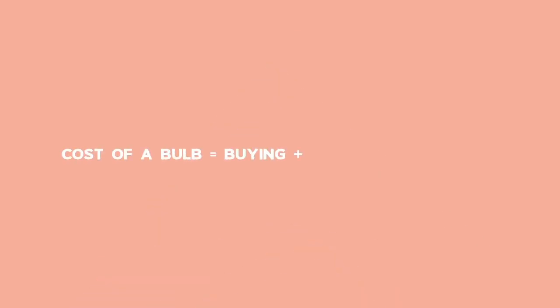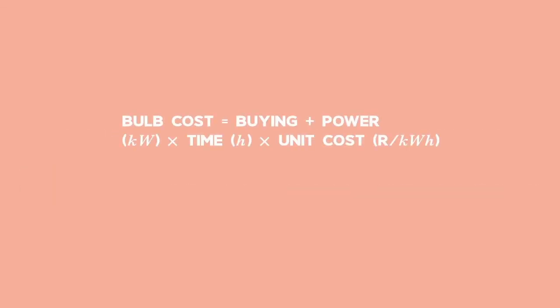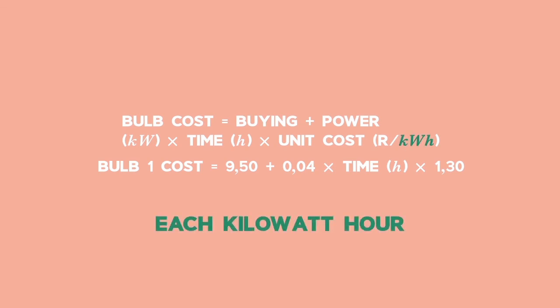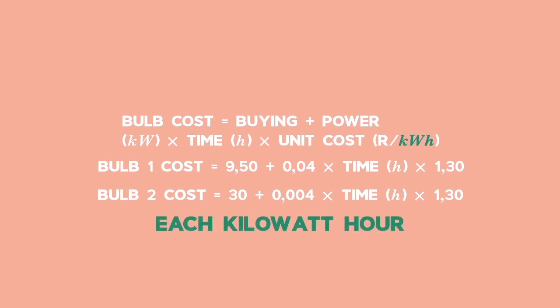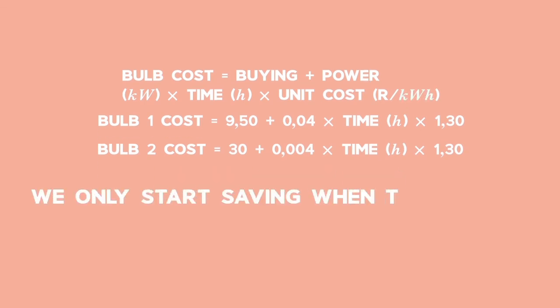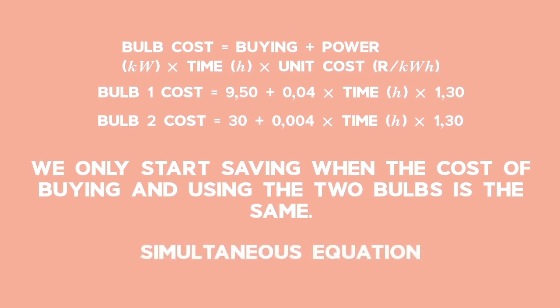Well, let's start by saying that the saving of money includes buying the bulb. So for bulb 1, that means 9 Rand 50 plus 0,04 kilowatts multiplied by time multiplied by 1 Rand 30 for each kilowatt hour. For bulb 2, that makes 30 Rand plus 0,004 kilowatts multiplied by time multiplied by 1 Rand 30 for each kilowatt hour. Now, we only start saving when the cost of buying and using the 2 bulbs is the same. That's a simultaneous equation.